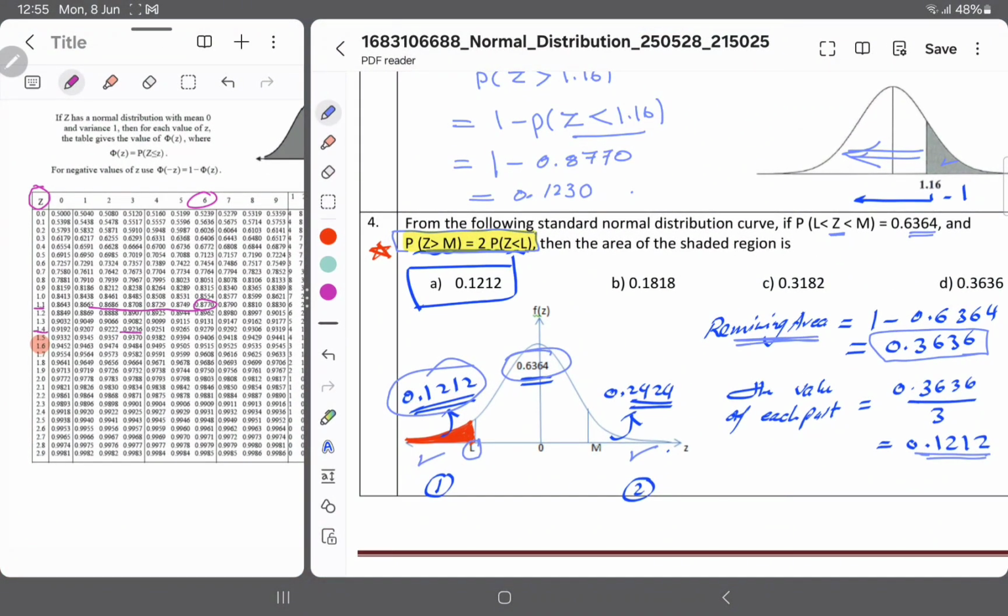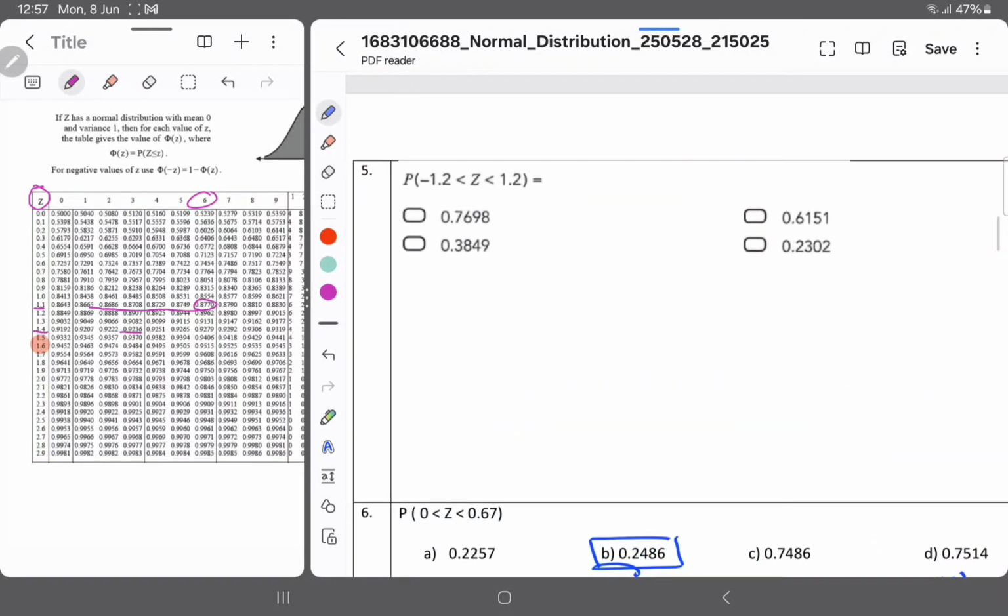It will be 2 parts, so multiply by 2. We need to find the area of the shaded region, which is equal to 0.1212. It's a very good question. Now we are going to the next question.